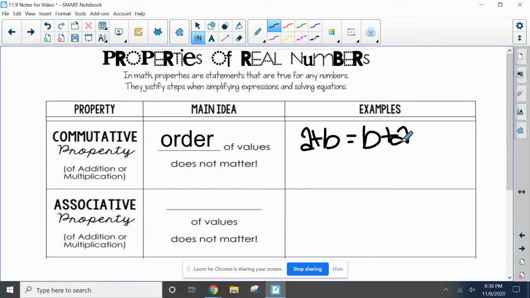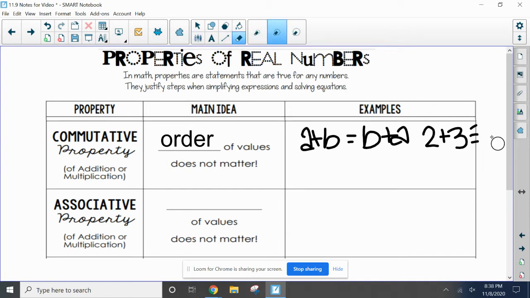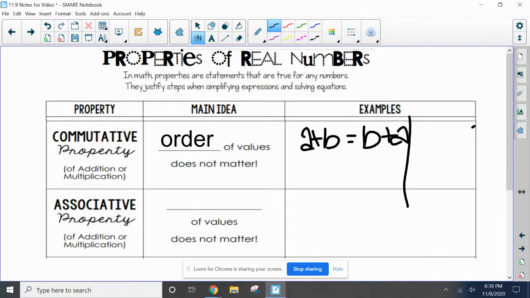And an example with actual numbers is that we know 2 plus 3, which is 5, is the same as 3 plus 2. I'm going to cut this in half so I can show you the examples for multiplication. So A plus B is the same as B plus A. We know 2 plus 3 is 5, but I also know that 3 plus 2 is 5. So it doesn't matter which one of those comes first. Adding them together is still going to give us the same answer.